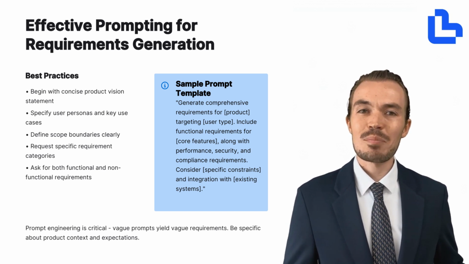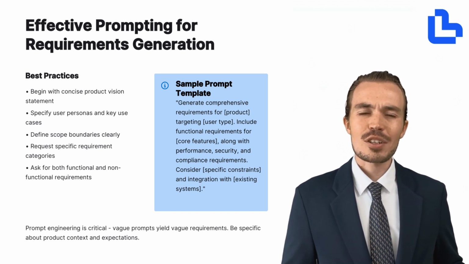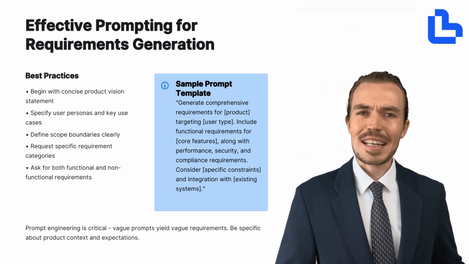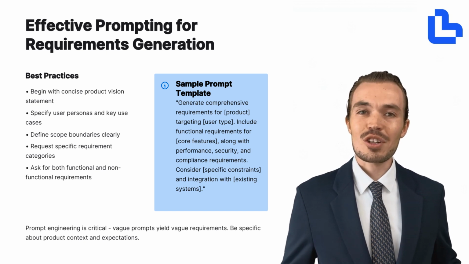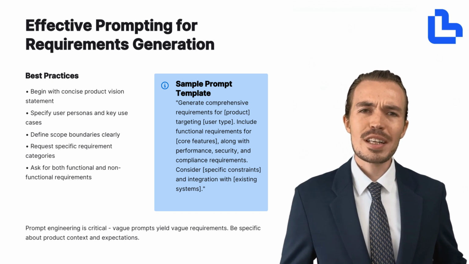Begin with a concise product vision statement. This sets the context and helps the AI understand the overarching goals. Next, define your user personas and key use cases. Who are you building for and what are they trying to accomplish? This information helps the AI tailor requirements to real world scenarios.